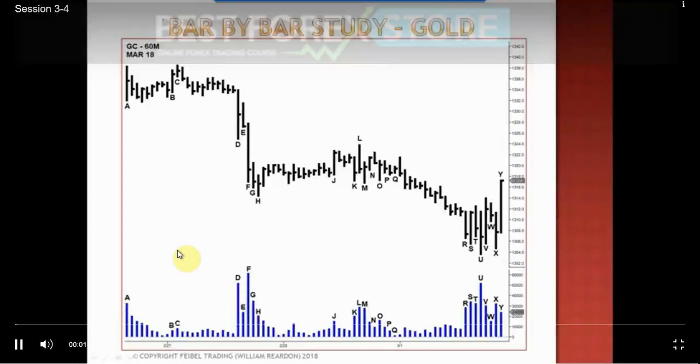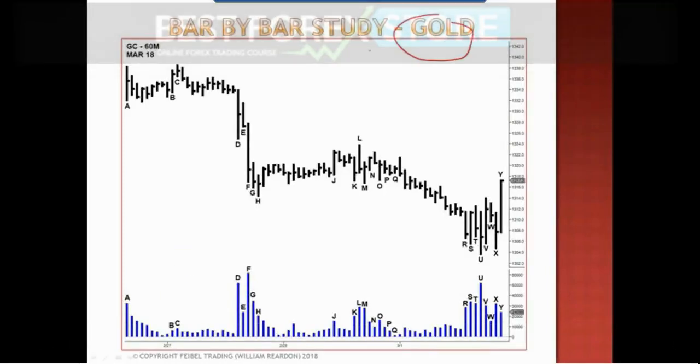Here we have a bar by bar study of gold using a 60-minute time frame. For context, we're in a downtrend and we slowly start to round over like this, and this bar A breaks support. Okay, so bar A, what do we notice? Well, let's just compare it to the other bars. It has a wide spread, we'd say with fairly good volume, that closes off the lows.